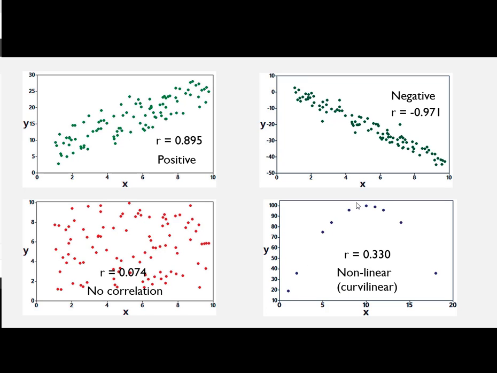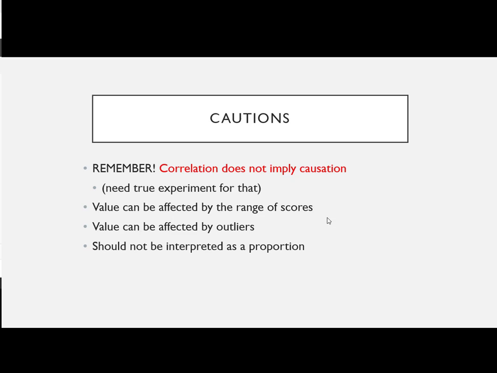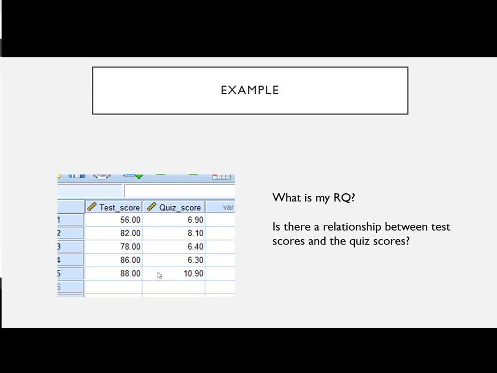And then here we have a curvilinear relationship. It still has a correlation coefficient because it's still trying to fit a straight line through these data, but it's pretty low. If we had inspected the scatter plot, we would see that there's actually a curvilinear pattern, and we would want to use a different correlation coefficient. All right, cautions. Remember, correlation does not imply causation. Values can be affected by the range of scores. Values can be affected by outliers, and it should not be interpreted as a proportion.